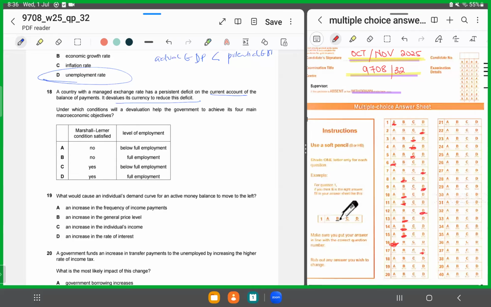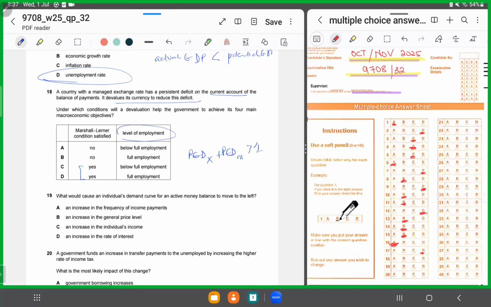So, Marshall-Lerner condition is what? Marshall-Lerner condition is where the price elasticity of demand for exports plus the price elasticity of demand for imports has to be greater than 1, right? That means it has to be elastic. So, Marshall-Lerner condition has to be satisfied. So, it has to be a yes and a yes.